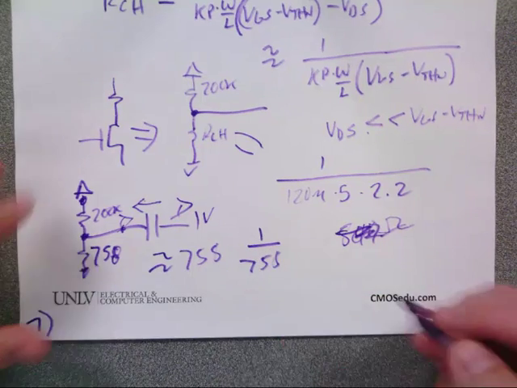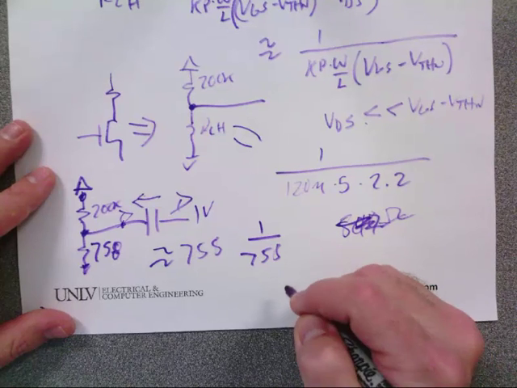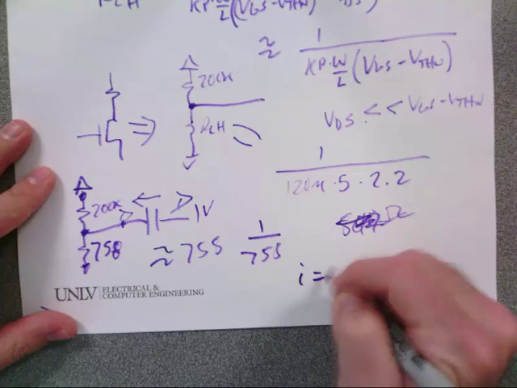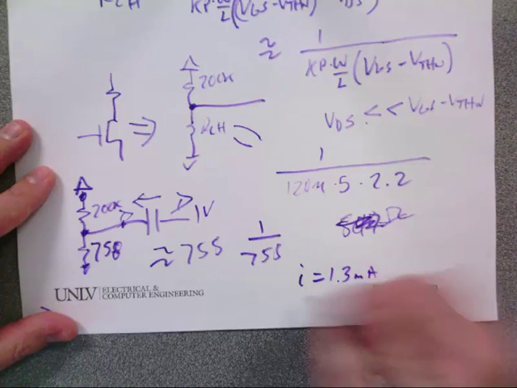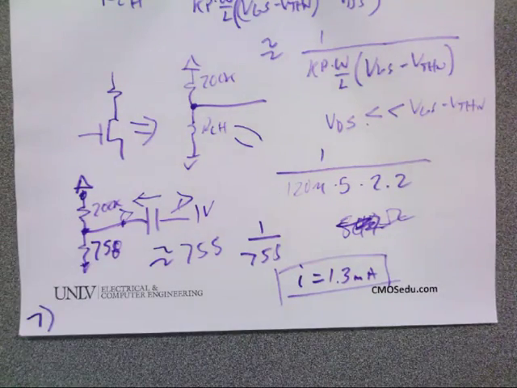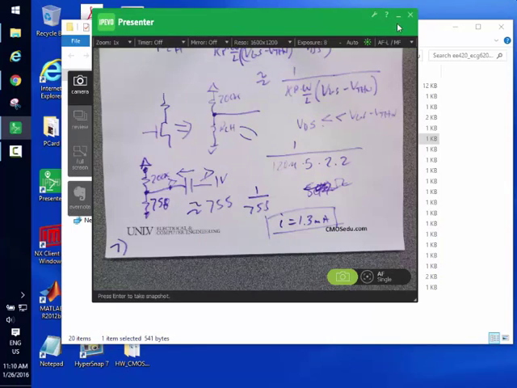758. So what's 1 over 758? So I equals 1.3 milliamps. It's going to be approximate. We'll simulate it right now. Any questions? So let's go back.